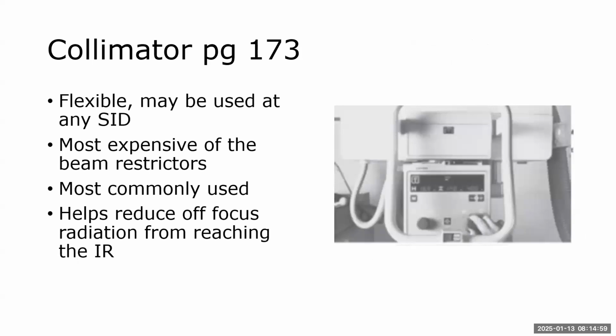If you look on page 173 of your FABR book, it talks about the collimators, which is what we're used to using. That's what y'all have been using in the lab. It's flexible, can be used at any SID because we can adjust it, right? And of course, it is the most expensive of the beam restrictors. It helps also reduce off focus radiation from reaching the eye.